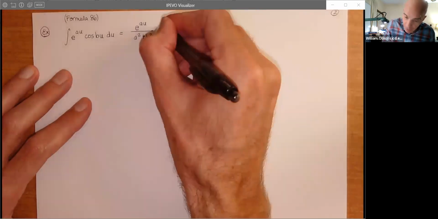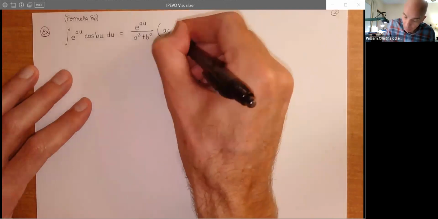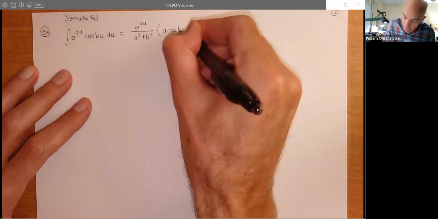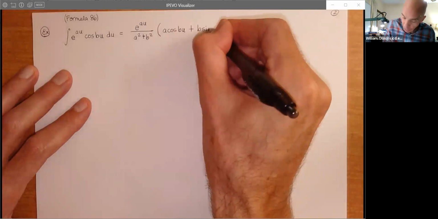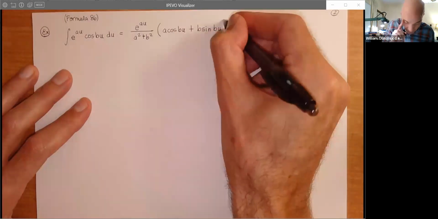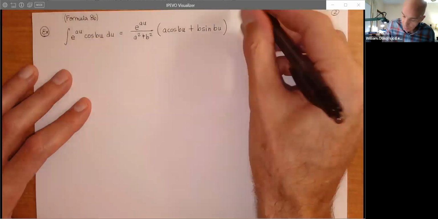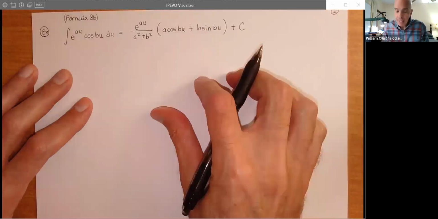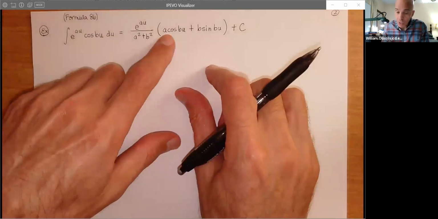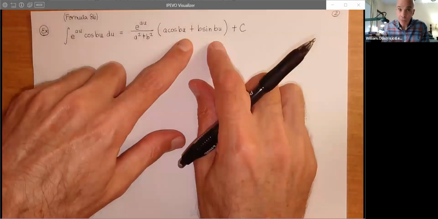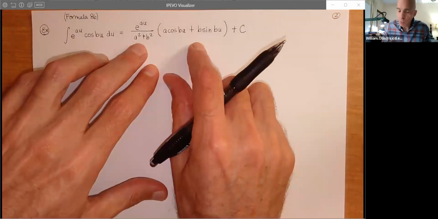And then the terms that, after we factored, we have A cosine BU plus B sine BU. And that'll just be the differentiation of the calculus of the cosine function plus a constant. So again, e to the AU divided by A squared plus B squared times A cosine BU plus B sine BU plus a constant. So this is a very useful form, especially when you do differential equations.